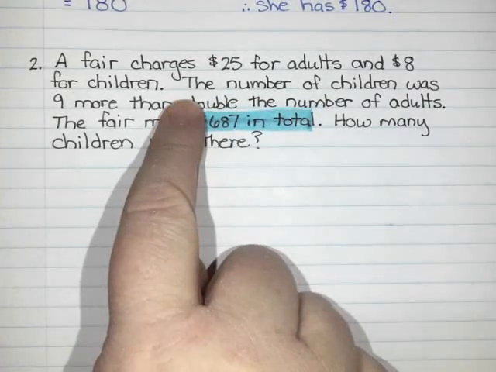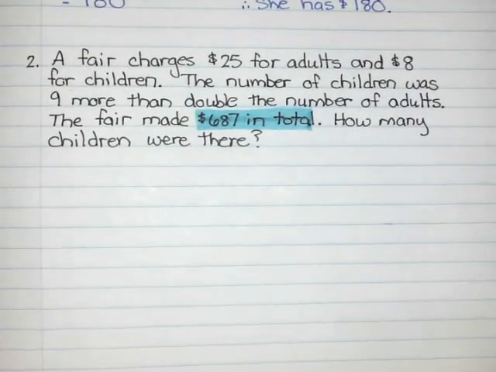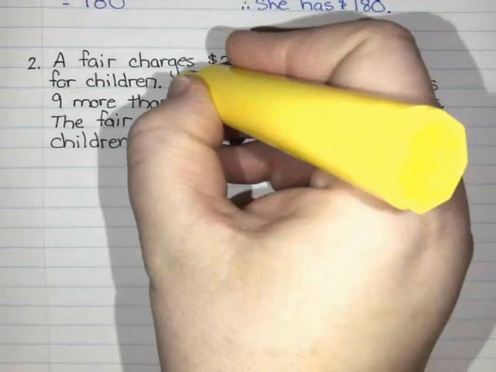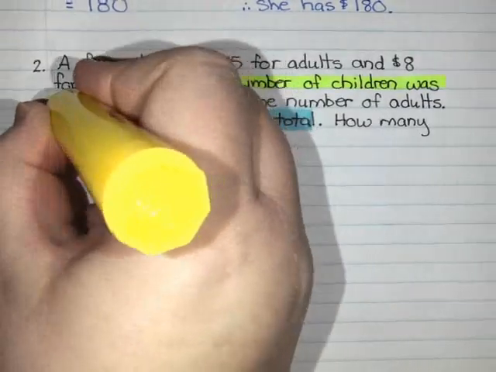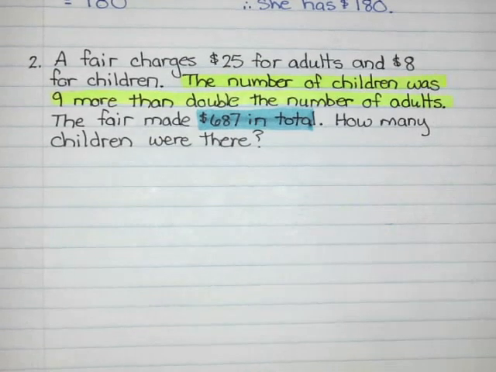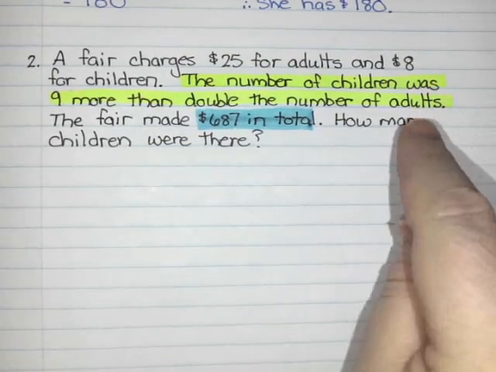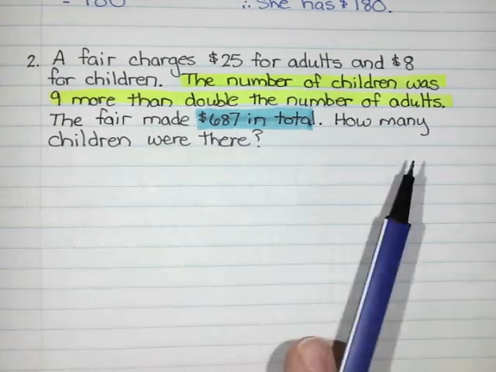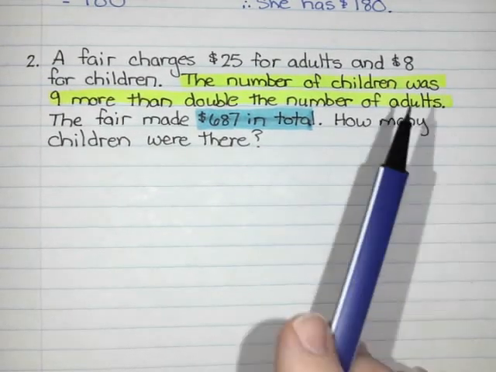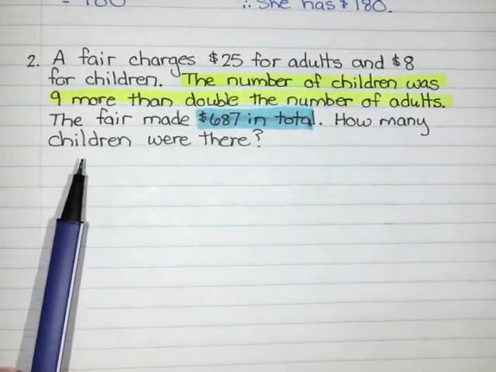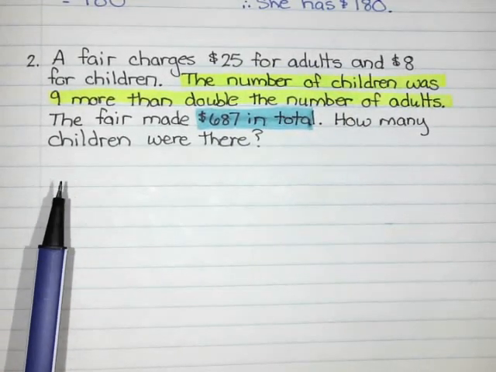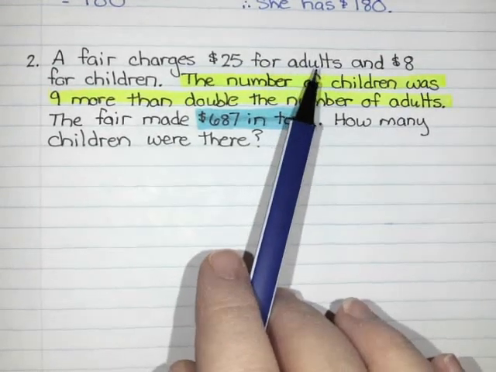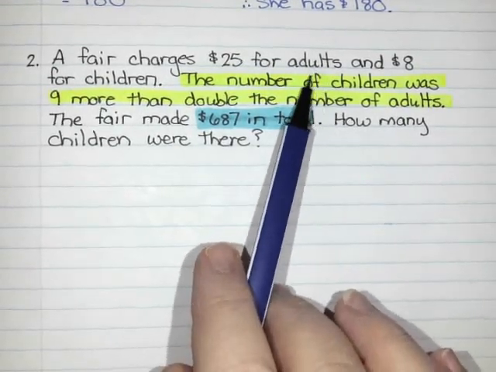But the next sentence says the number of children was 9 more than double the number of adults. That is comparing children and adults. And that's my comparison sentence. That's where we're going to get our let statements from. So when I want to tackle any word problem, you always want to start by finding your unknowns. When I take a look at what's missing in this question, we want to know how many children there were. But I can't just do children by themselves. I also need to think about how many adults there were.